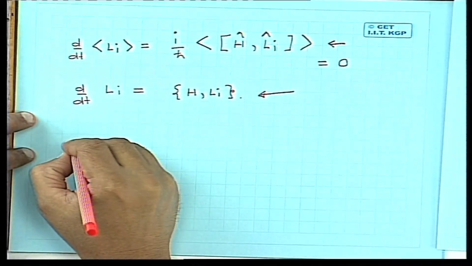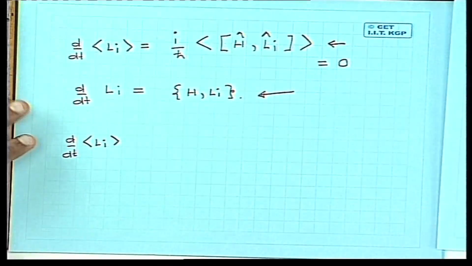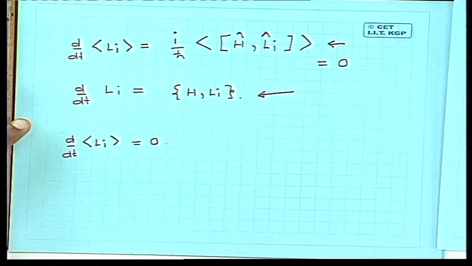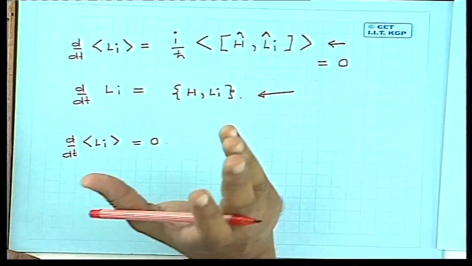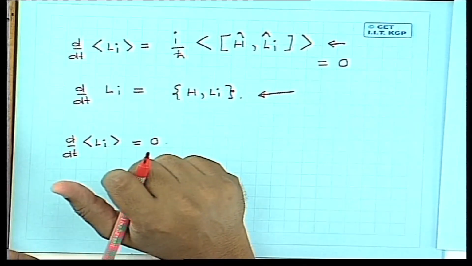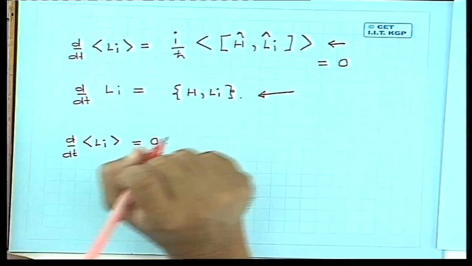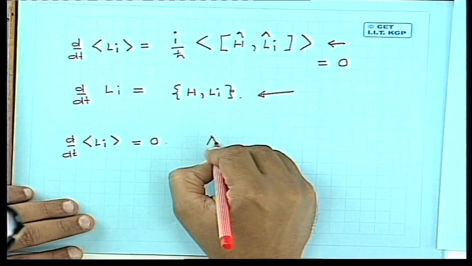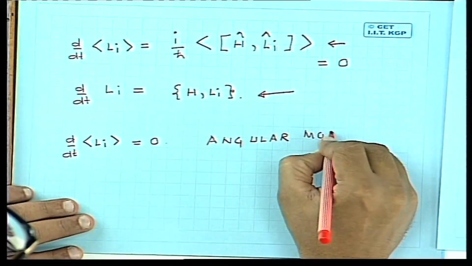So what this tells us is that d by dt of the expectation value of any component of the angular momentum is 0. In classical mechanics, we know that if a particle is moving in a spherically symmetric potential, its angular momentum is conserved. The analogous law over here is also the conservation of angular momentum. The quantity which gets conserved in quantum mechanics is the expectation value of the angular momentum. This is the fact that angular momentum is conserved.